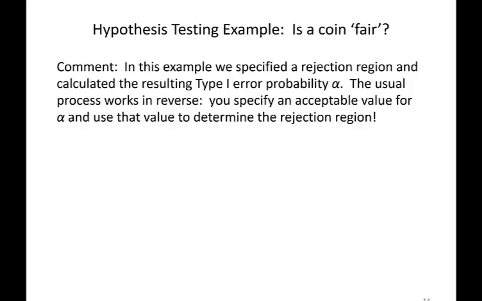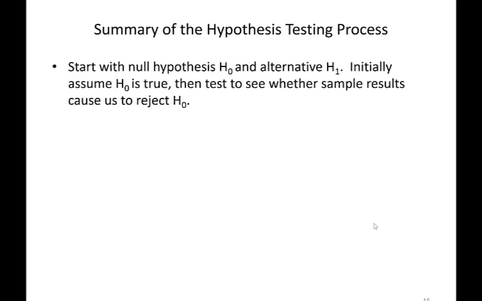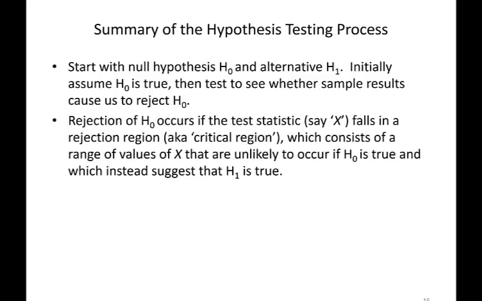So let's summarize the process we've learned so far. We start with a null hypothesis H0 and an alternative hypothesis. We initially assume that H0 is true, and then we collect some data and see if the data supports H0 or if it supports H1, which will lead us to reject H0. Rejection of H0 occurs if the test statistic falls in what we call the rejection region, or sometimes called the critical region, and that is made up of values of x that are unlikely to occur if H0 is true, which would point us in the direction of H1 instead.